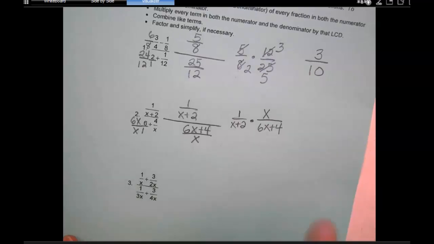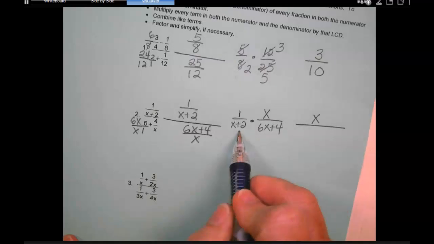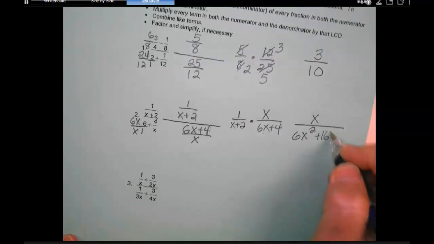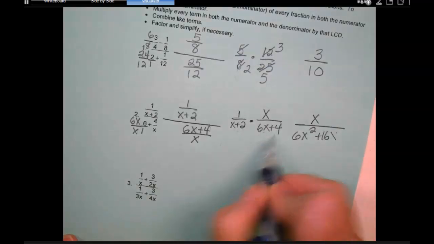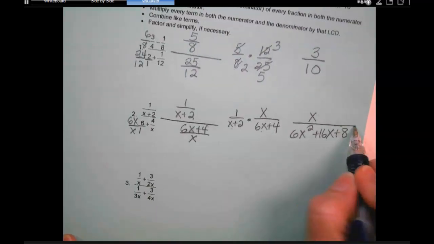The only thing we're going to do is multiply, which is what we were talking about last time. So 1 times x is x. On the bottom, what's x times 6x? 6x squared. All right. And then in the middle, I have 12 plus 4, which is going to give me 2 times 6 would be 12x. Plus 4 is going to give me 16x plus 8. And that's your answer.